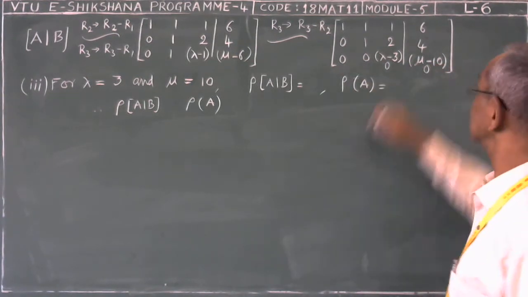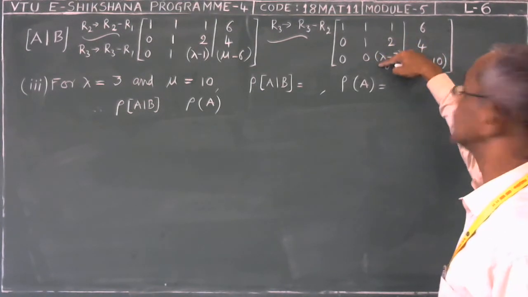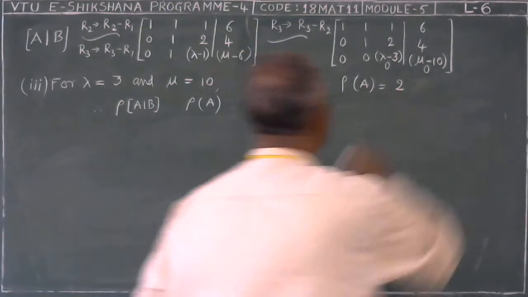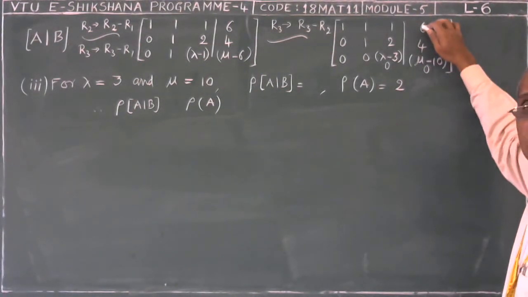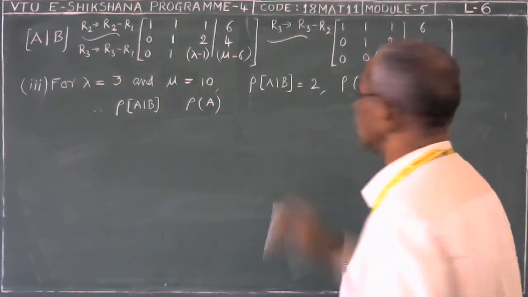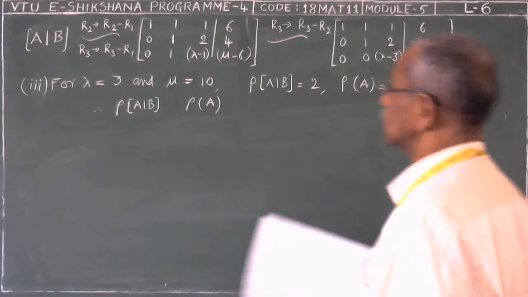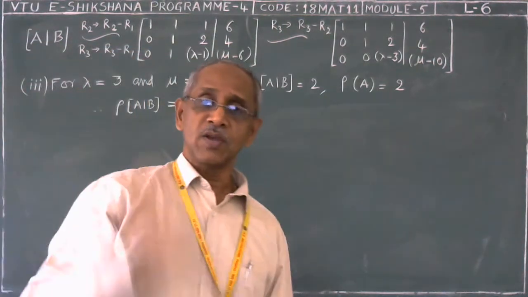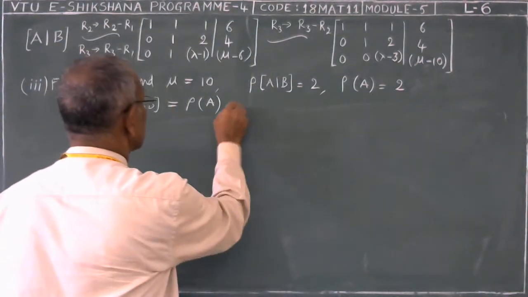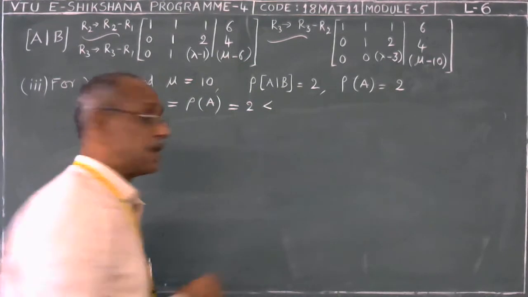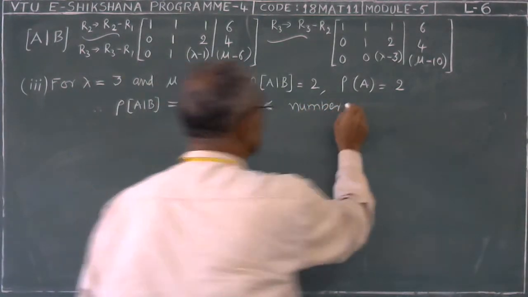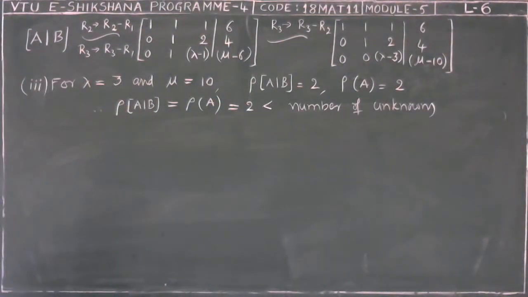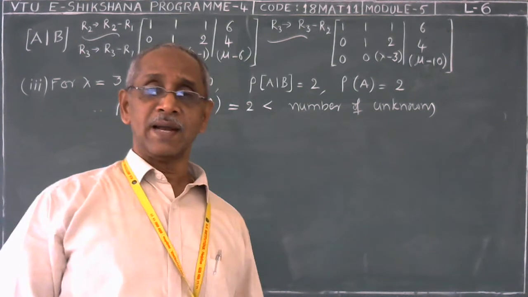Now, the coefficient matrix, number of non-zero rows: 1, 2. So rank of coefficient matrix is 2. And rank of augmented matrix, again, there are 2 non-zero rows, so this is also equal to 2. Therefore, they are equal. Rank of the augmented matrix is equal to the rank of the coefficient matrix. Both are equal to 2, but this is less than number of unknowns. So therefore, the system is consistent, no doubt, and has an infinite number of solutions.